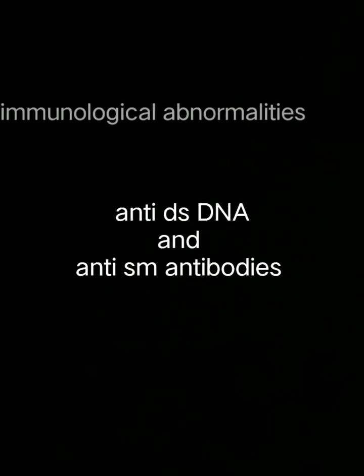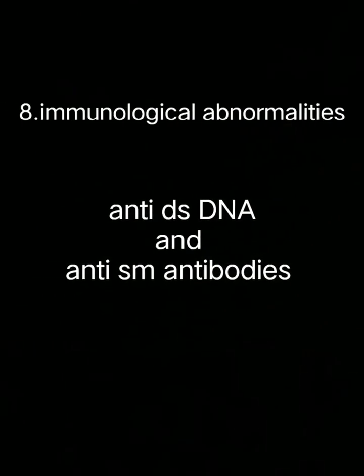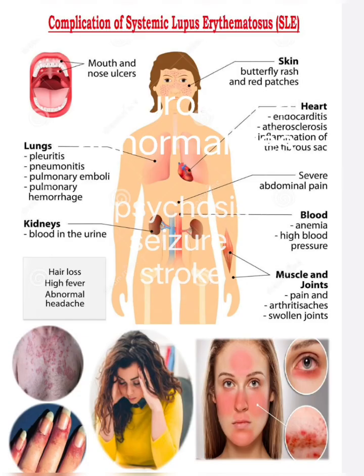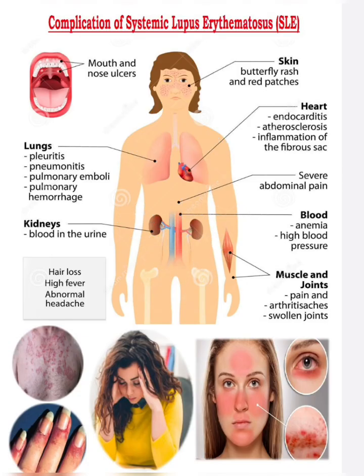I stands for immunological abnormalities. Anti-dsDNA and anti-Smith antibodies are highly specific. There is also a false positive test for syphilis. N stands for neurological abnormalities: psychosis, seizure, and stroke due to vasculitis. M stands for malar rash. These are butterfly rashes on the cheek and nose, sparing the nasolabial fold.